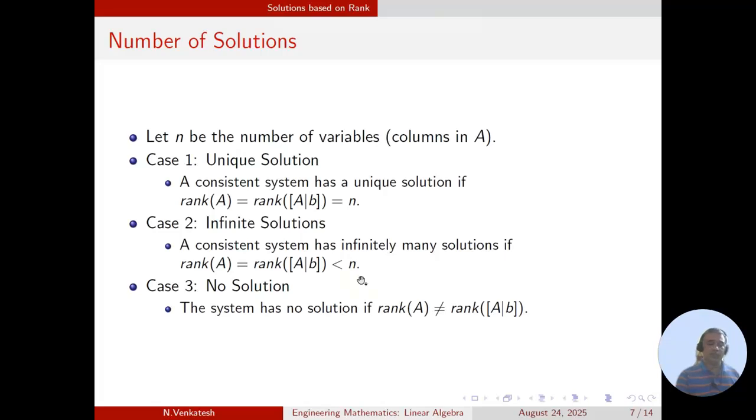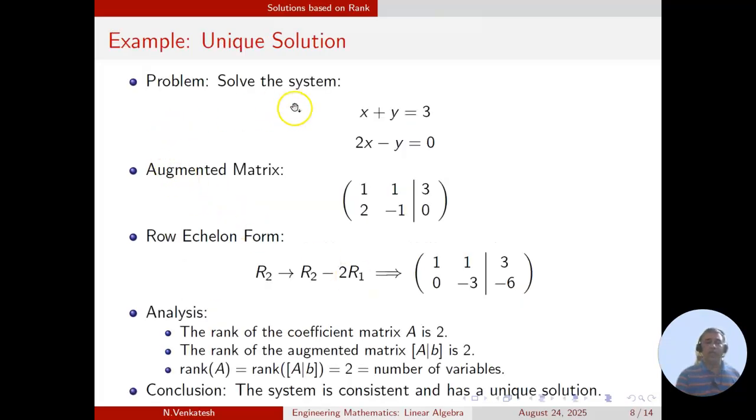So let us see some examples. Here we have two equations, x plus y equal to 3 and 2x minus y equal to 0. Now the augmented matrix is 1, 1, 3, 2, minus 1, 0. We can find both ranks if we convert this into a row echelon form. As we know, the main diagonal element is 1, and we have to make this 2 into 0. To do that, we apply the elementary row operation, adding multiples of one row to another, that is R2 as R2 minus 2R1, and then we will get this.